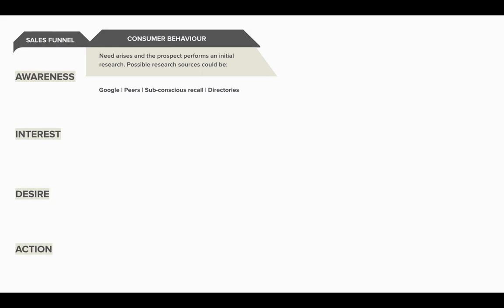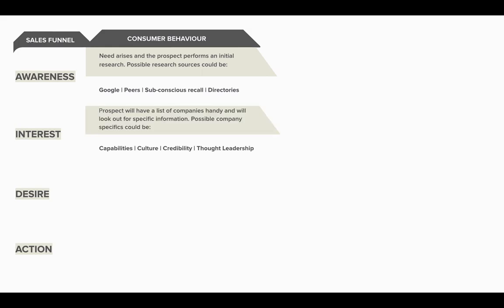So under awareness, these are the most possible sources where a prospect is most likely to look out. Similarly, under interest, the consumer behavior would be different. In this particular stage of the funnel, the prospect will have a list of companies handy and will be looking out for specific information about the company. The possible specifics could be the capabilities of the company, the culture of the company, the credibility of the company, and it could be about the thought leadership.